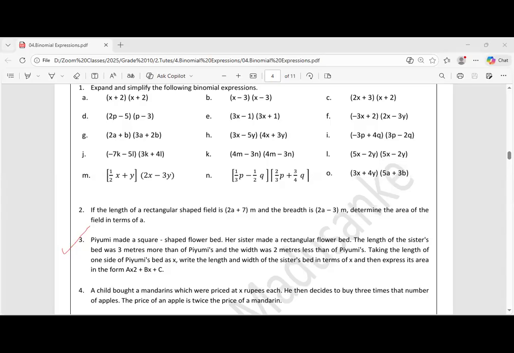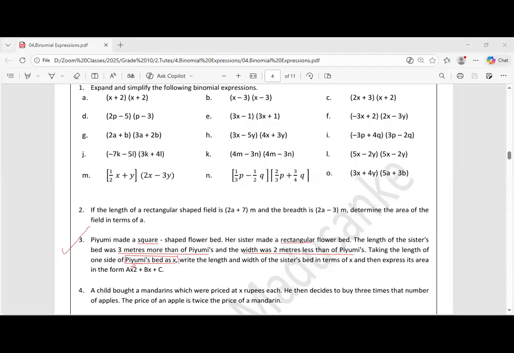Then only understood the previous one. Yes, sir. Okay, do the third one. So I have marked the important things that you need to remember. Right.